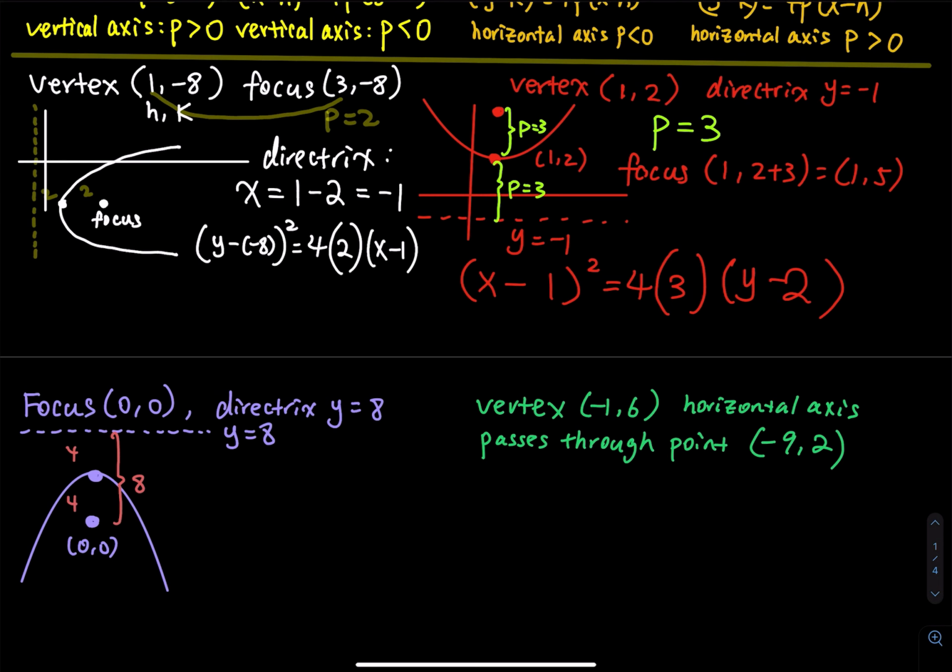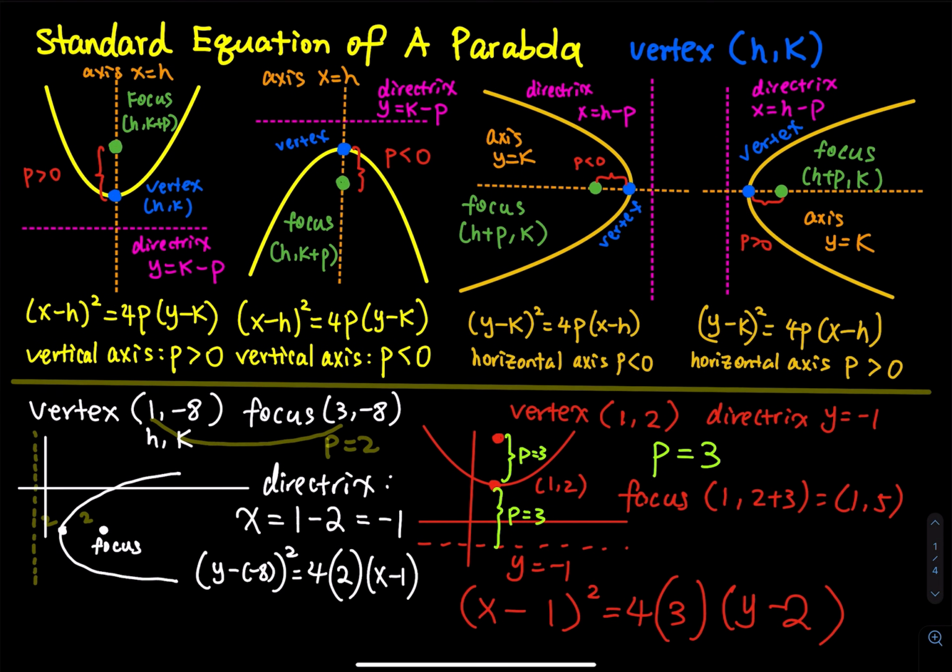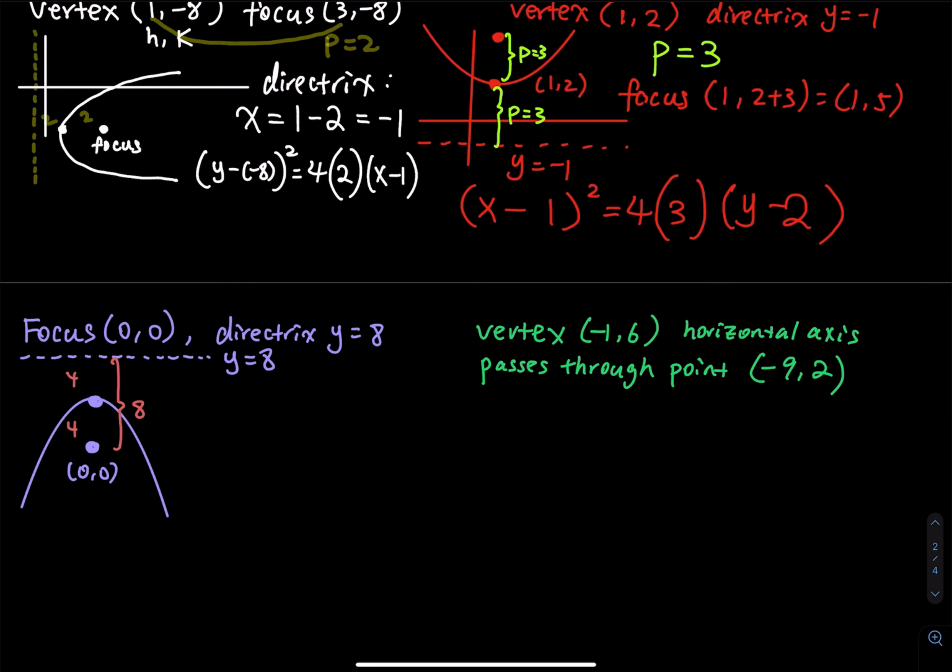And then since this parabola is facing down, which one are we following? We are following the second one. So the parabola is facing down. Then p is negative. Then we should say that p is equal to -4.